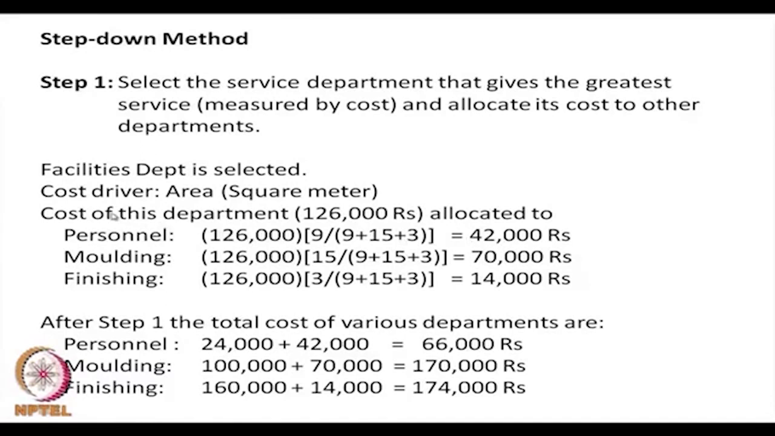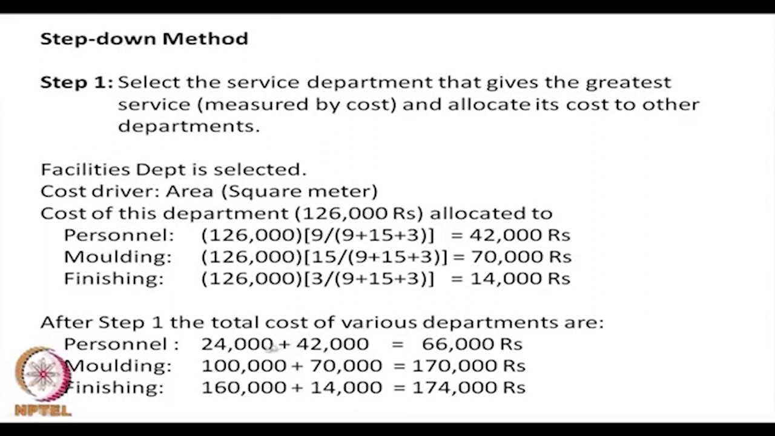Similarly, we go for molding department. It is 126,000 multiplication 15 divided by 9 plus 15 plus 3, and that is 70,000 rupees. For the finishing department, it is 3 divided by 9 plus 15 plus 3, multiplication 126,000, and that is 14,000 rupees. Now, after this step 1 is applied, what now becomes the cost of various departments?